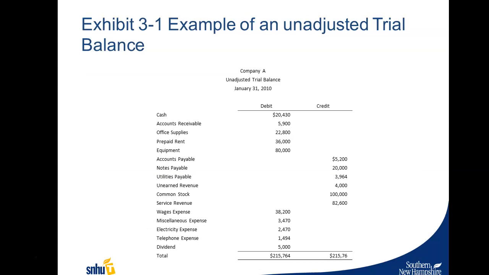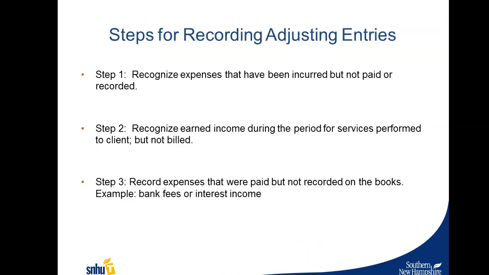Remember, take note here at the bottom. I know that it says 215.76, and this didn't show the 4, but these two actually balance. I just want to make that clear. So when we record our adjusting entries, we want to recognize expenses that have been incurred but not paid. We want to recognize income earned during the period that we have not billed or recorded.